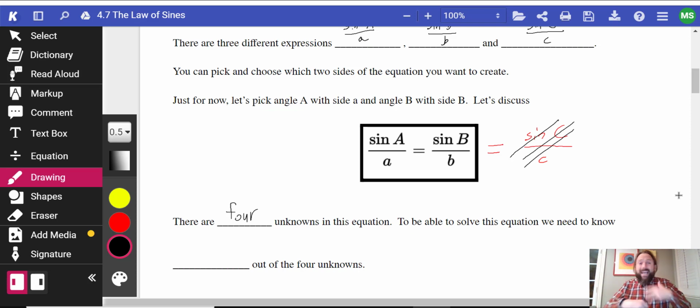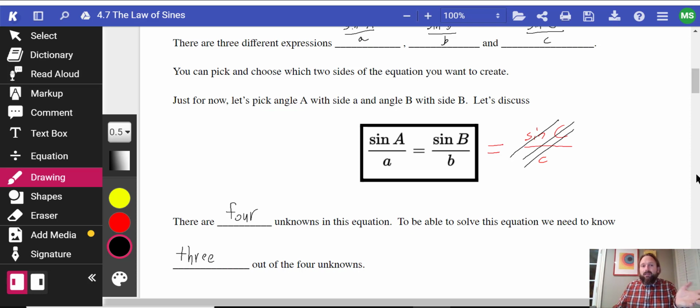To be able to solve any equation, we need to know how many out of four? Basically, we need to know all but one. There's some trick to this sometimes where we can find out two because they are related, and they say, hey, this is twice the other one. But for the most part, we need to figure out three out of the four unknowns before we can actually solve it.